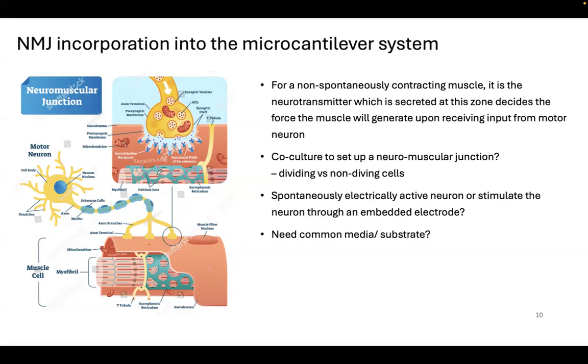So instead of calling it a synapse, when it's a motor neuron and a muscle that are making contact, that's called the NMJ, or the neuromuscular junction. Again, coming back to where we were. When you're talking about a non-spontaneously contracting muscle, for example, your skeletal muscles, the neurotransmitter which is secreted at this zone decides the extent of force that will be generated upon receiving that neurotransmitter input.